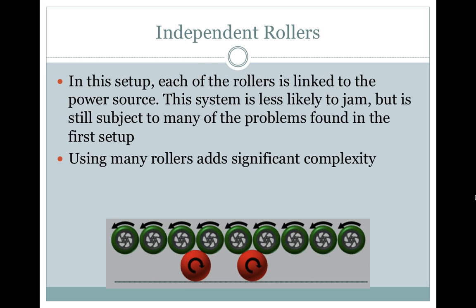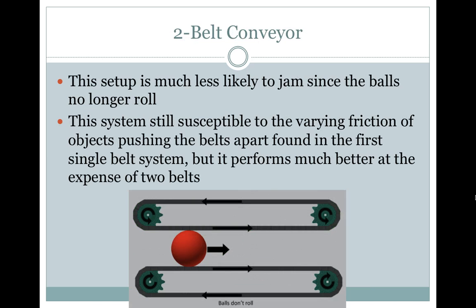be used. Independent rollers. In this setup, each of the rollers is linked to the power source. This system is less likely to jam, but is still subject to many of the problems found in the first setup. Using many rollers adds significant complexity.